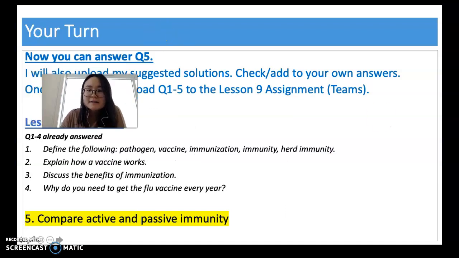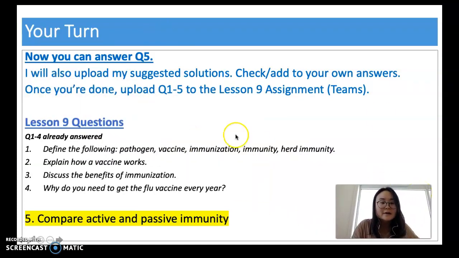Okay, all right, guys. You've already answered questions 1 to 4 for this lesson, and we've gone through them, but now your goal is to answer this last question: compare active and passive immunity using the slides. Once you've done that, check your answer alongside my solution and upload all 5 questions to the lesson 9 assignment in Teams. Then check Teams again to see the lesson instructions for the rest of the lessons. Thank you.